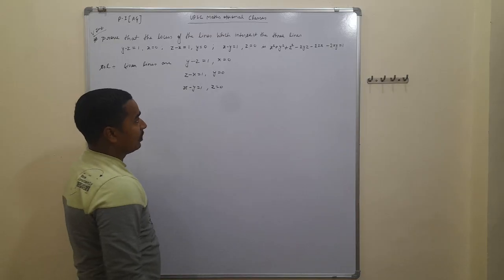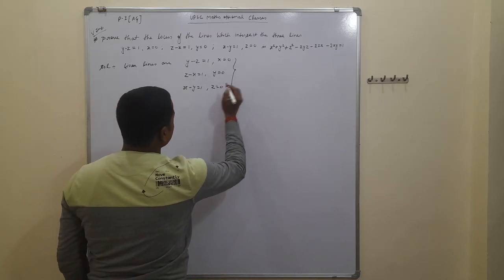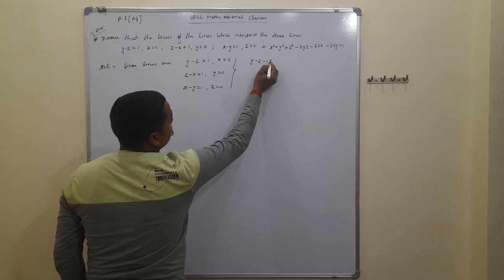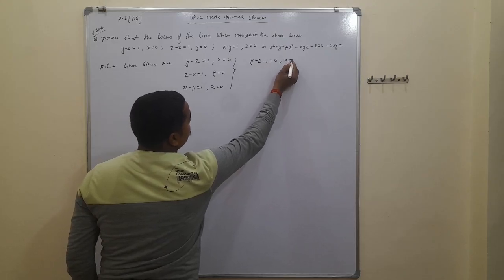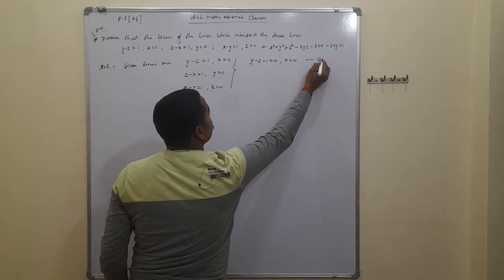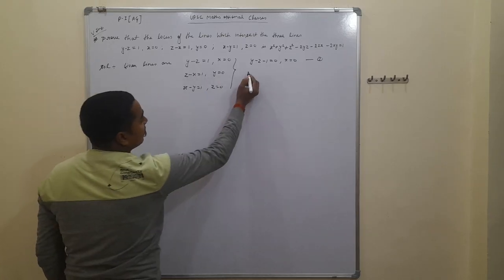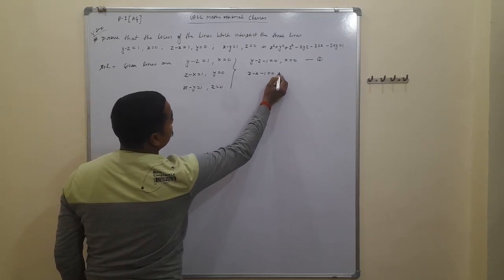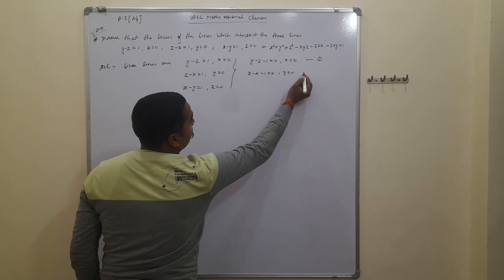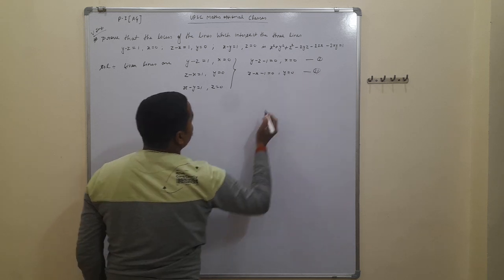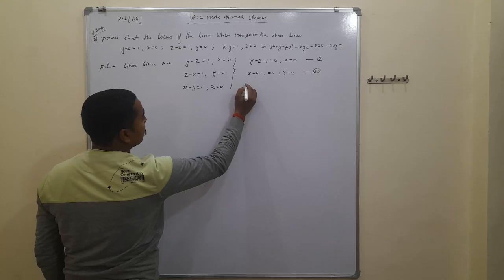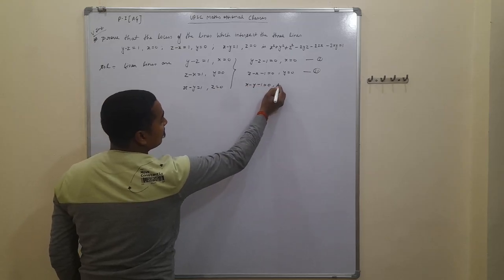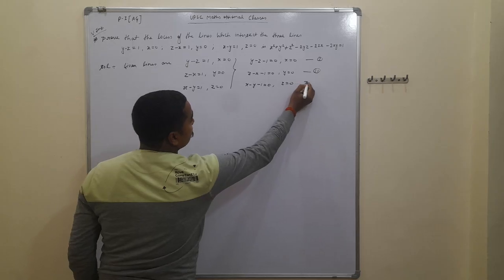The given lines can also be written as: y minus z minus 1 is equal to 0 and x is equal to 0, let this be equation 1. The second line can be written as z minus x minus 1 is equal to 0 and y is equal to 0, let this be equation 2. And the third line can be written as x minus y minus 1 is equal to 0 and z is equal to 0, let this be equation 3.